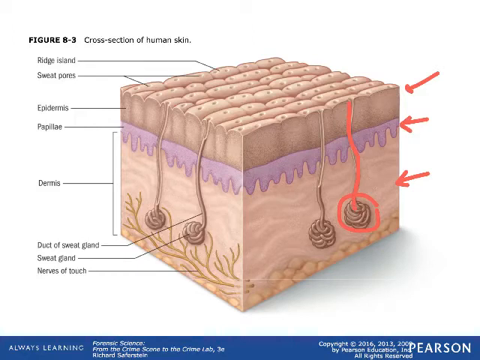Okay, so we have the epidermis, then we have the papilla, and then we have the dermis, and in there, that's where the sweat glands are. And the sweat glands have ducts, and the ducts take the sweat out to the top, to the surface. And then the nerves are down in the dermis too, so that you can feel things. You can touch them, pick stuff up, feel pain.